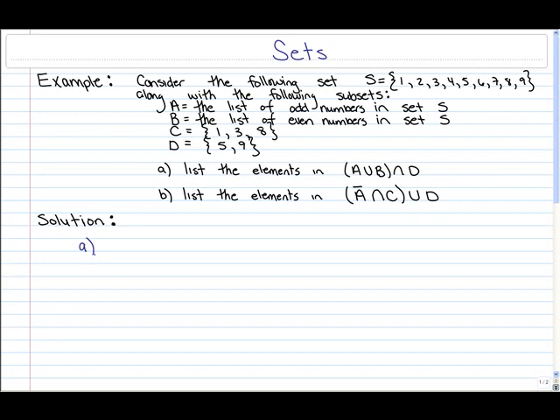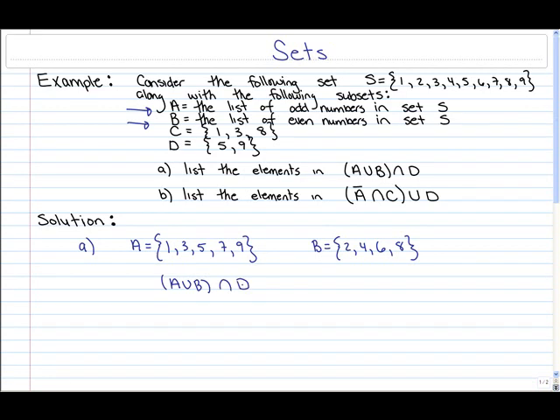Okay, so for part A, list the elements in A union B intersect D. Well, we should first list the elements in A as well as B, keeping in mind that A is here the list of odd numbers in the set S. So let's list the odd numbers in the set S. That would just be 1, 3, 5, 7, and 9. Also, B is here defined as the list of even numbers in S, so that would just be 2, 4, 6, and 8.